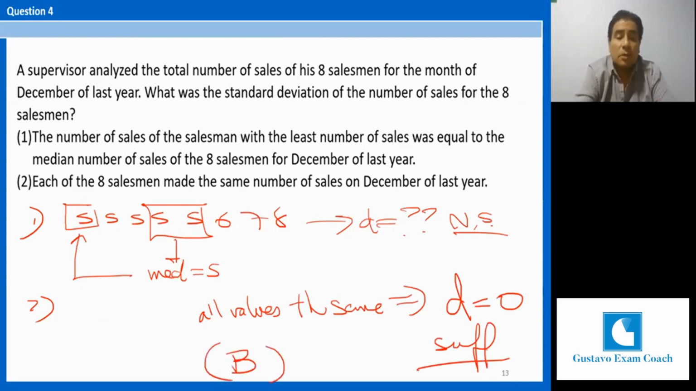All right. So remember, questions where they ask you the standard deviation of all the elements in a set, remember that unless you know what the specific value is, you cannot calculate the standard deviation. Otherwise, they should tell you that all the values are the same, so the deviation is 0.